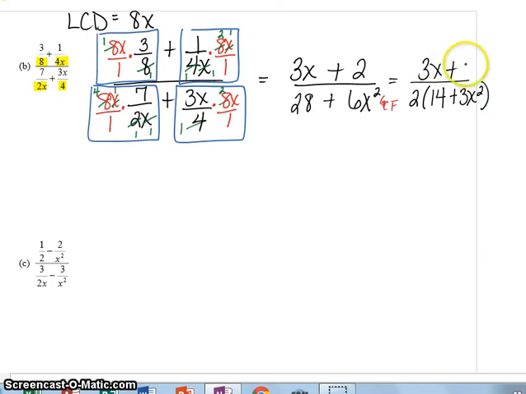And the numerator is 3x plus 2. Okay? Alright, so again, this is still a marriage, that's a marriage. So the only thing you want to make sure is that nothing cancels with that single, but it can't. So that's going to be your answer.